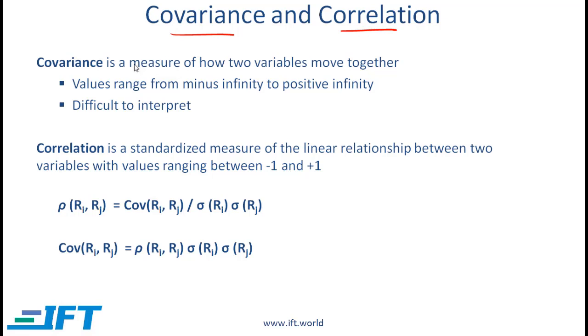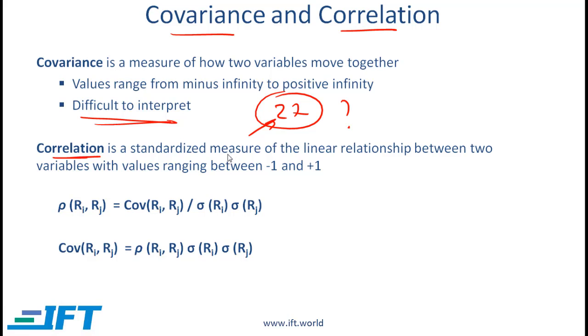Covariance and correlation. Covariance is a measure of how two variables move together. The values range from minus infinity to positive infinity. The problem with covariance is that it is difficult to interpret. If you know that the covariance is 27, is that a high relationship? Is that a high covariance or a low covariance? We are not sure. We just know that there is a positive covariance. But the degree to which the two variables move together is not clear just by looking at this number.